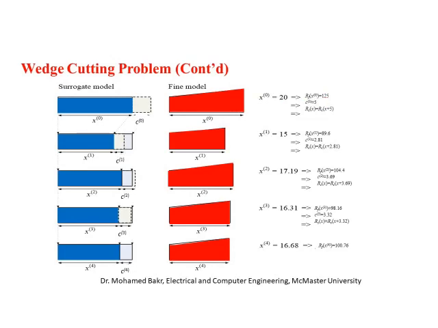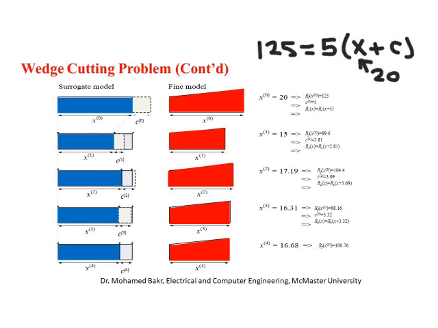So I now have 125 in the fine model. The response of the coarse model is 5x, and I'm going to say 5x plus c, where x here is 20. I'm asking myself how I should correct the input parameters of the coarse model. What is the value of this c such that I get the same response as the fine model? This is the parameter extraction step. I'm trying to extract c.